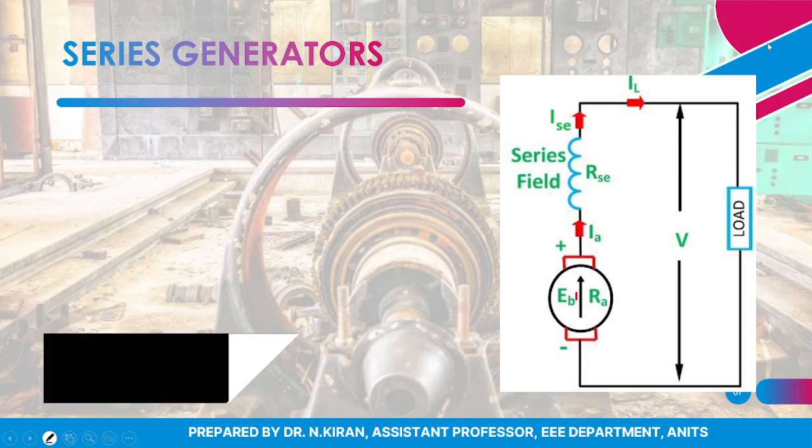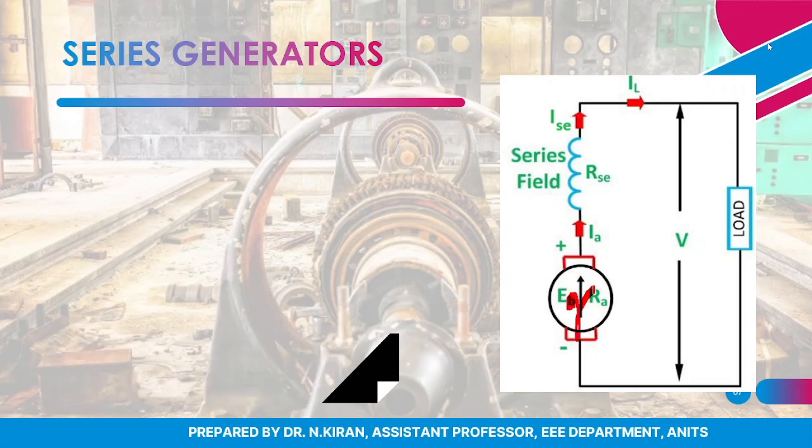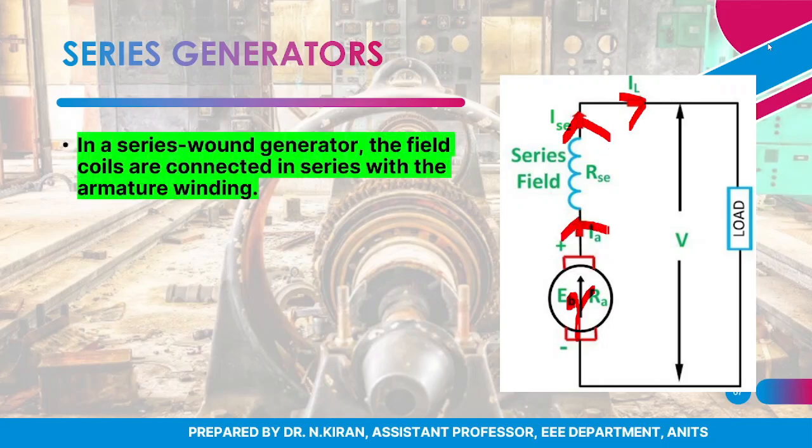This is EG, mind you. As you can see here, this is IL, which is load current, ISC, series field current, and armature current IA. So the first is series generator. I told you here the field coils are connected in series with the armature winding. That is why the name series generator.